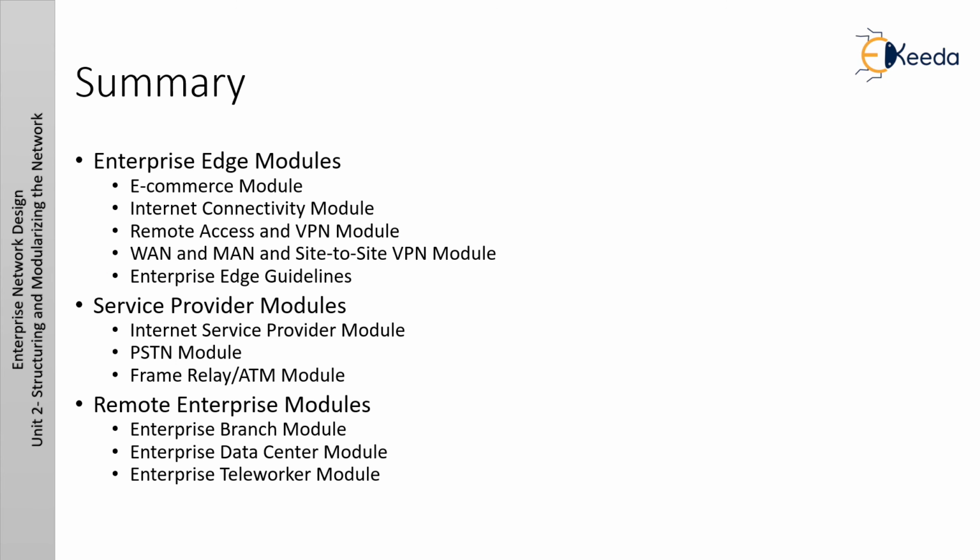So this concludes this lecture. In this lecture, we have discussed the enterprise module, which covers the e-commerce module, internet connectivity module, remote access and VPN, WAN and MAN and site-to-site VPN, and enterprise edge guideline. Next, we discussed the service provider module, which covers internet service provider, PSTN module, frame relay and ATM module. And finally, we discussed the remote enterprise module, which covers the enterprise branch module, enterprise data center module, and enterprise teleworker module.